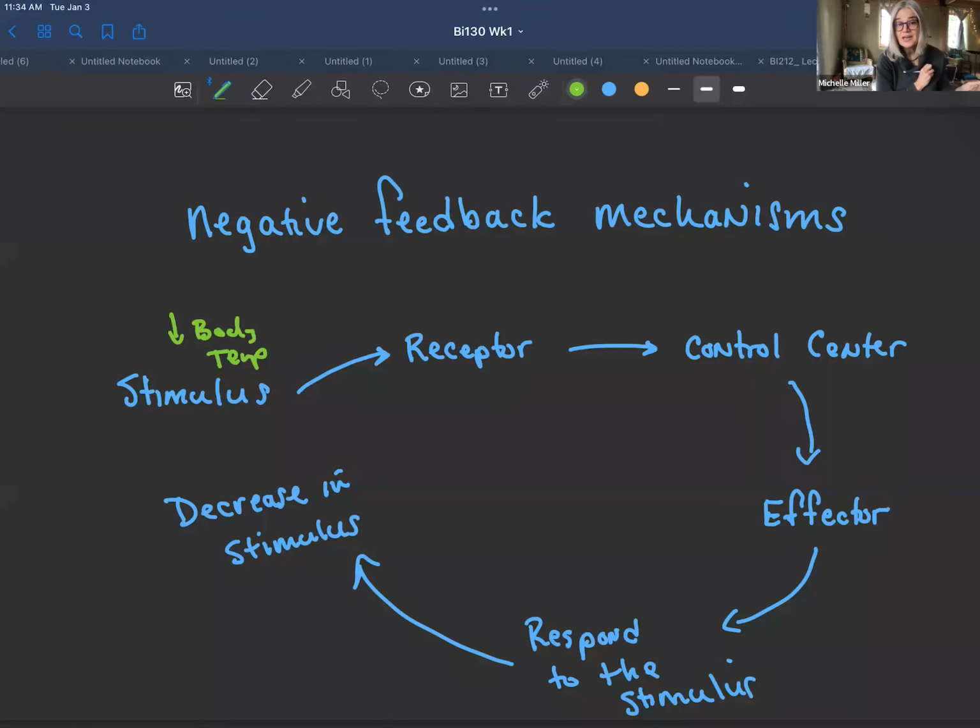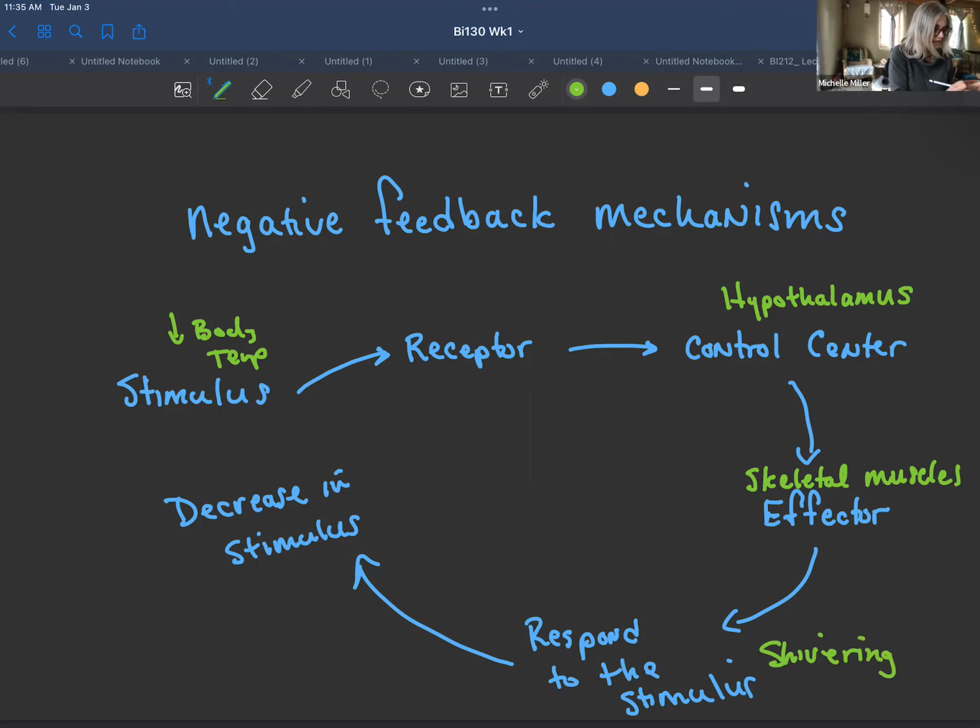this is received by your receptors in your body that are thermoreceptors. They can detect temperature, and then it gets sent to the control center. So the control center for this is your hypothalamus. And the hypothalamus regulates our body temperature. It could send a signal out to your skeletal muscles to start shivering.